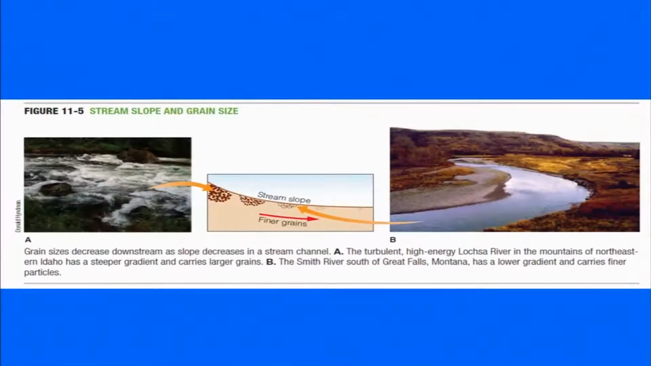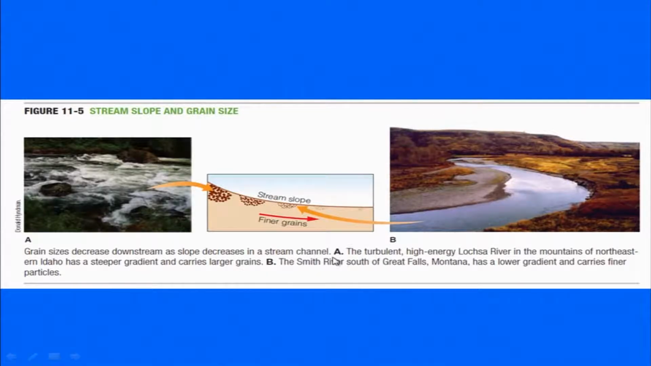So coming to the stream slope and grain size, if you look at this figure, it shows the part which we were talking about. The grain size decreases downstream as slope decreases in the stream channel. So close to the source, the grain size in the upper ridges is coarser and the gradient is higher. As you move further towards the mouth, the grain size decreases as well as the slope decreases.